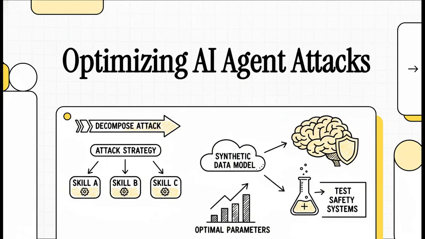Optimizing AI agent attacks with synthetic data. An attack on an AI agent is decomposed into constituent skills. A synthetic model is then used to optimize attack hyperparameters in a data-poor environment. The resulting optimized attack policy reduced a safety score from 0.87 to 0.41 in the target environment.